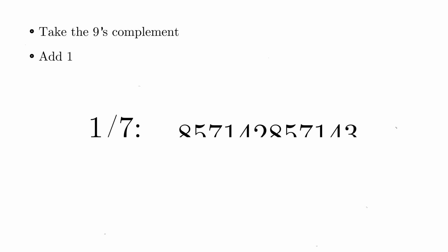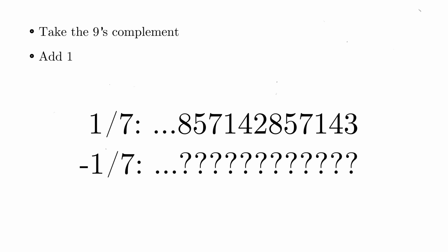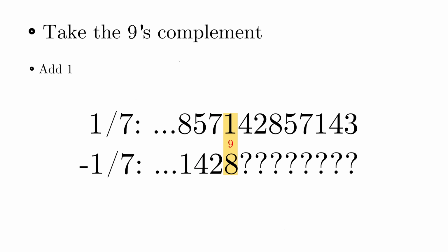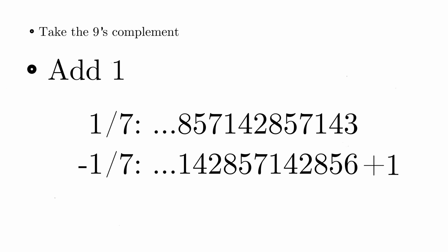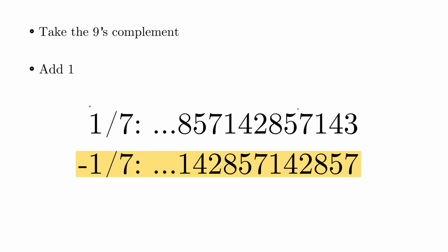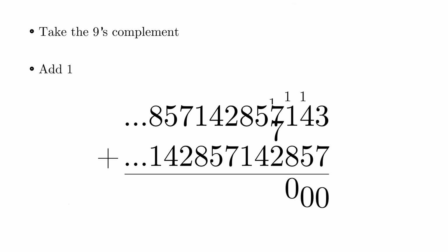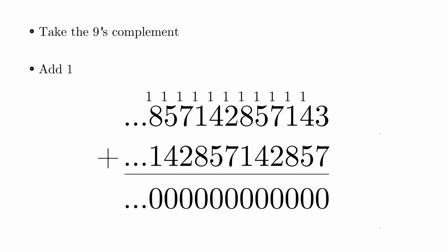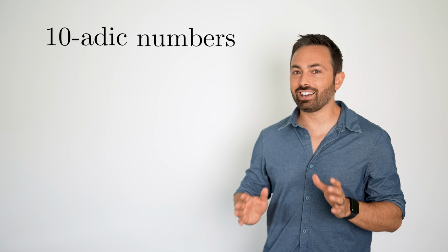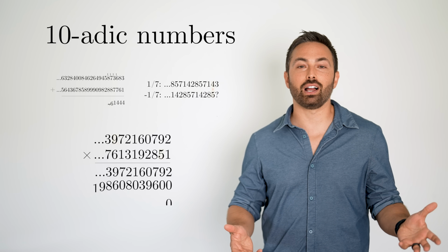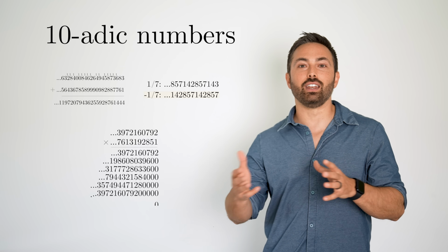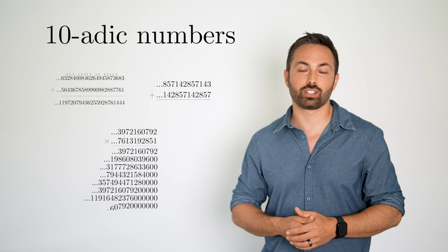So if this number is 1/7, then negative a 7th is ...142857142856 plus 1. And we can verify that this is indeed negative a 7th by adding it to positive 1/7 and finding that these numbers annihilate each other to 0. So to sum up, 10-adic numbers can be added, subtracted, multiplied, and they work exactly as you'd expect. Plus, they contain fractions and negative numbers without having to use additional symbols.